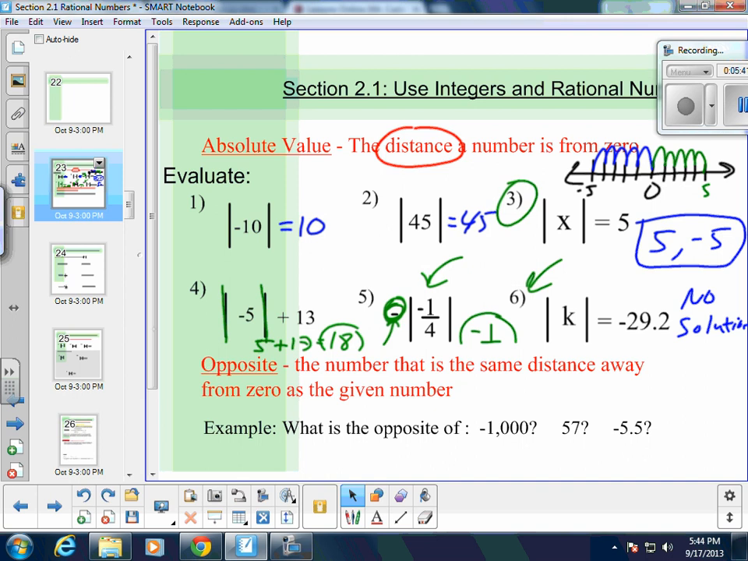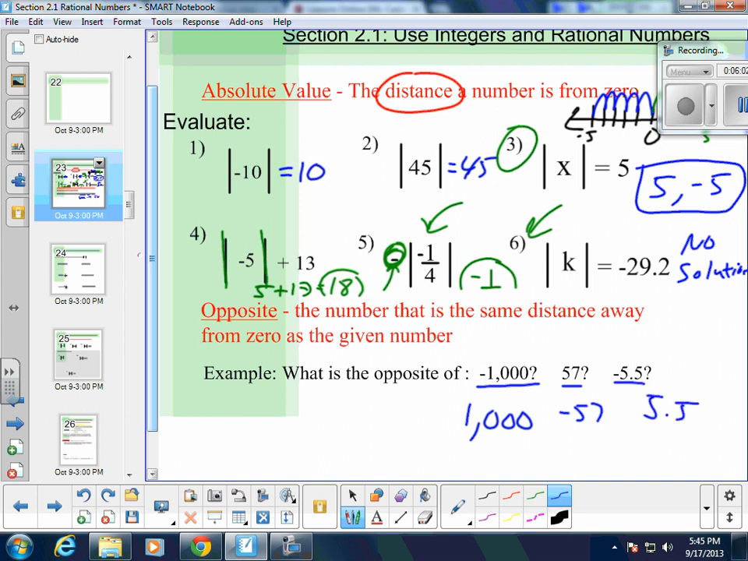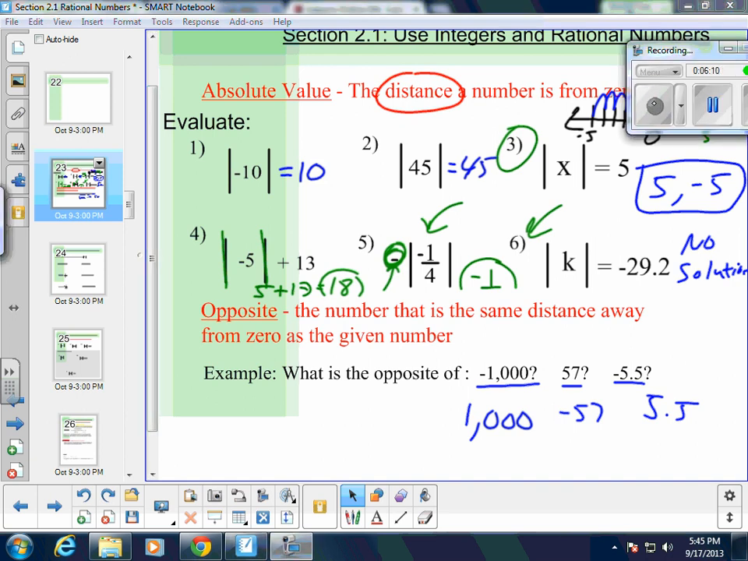And so you might get a question like, well, what's the opposite of negative 1,000? Students can usually figure out, just from what they know about the word opposite already as an 8th grader, that the opposite of negative 1,000 will be positive 1,000. Opposite of 57 will be negative 57. Opposite of negative 5.5 will be positive 5.5. So it's just kind of like flipping the sign of whatever number you have.